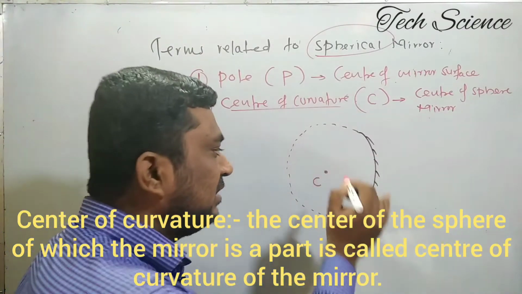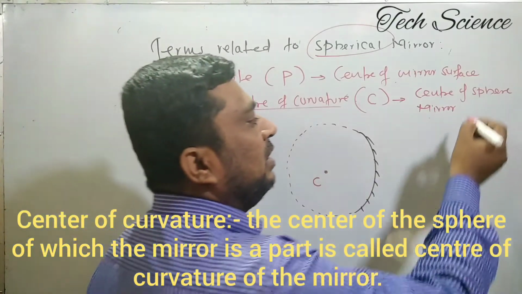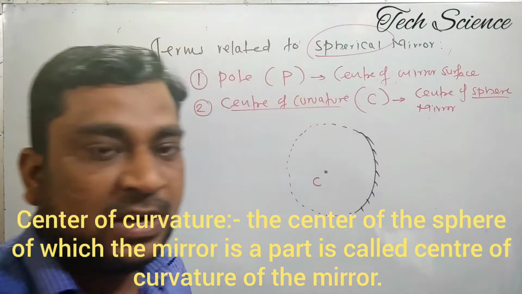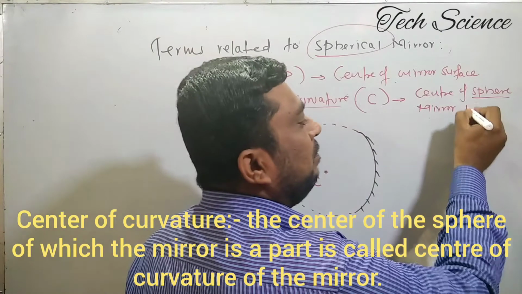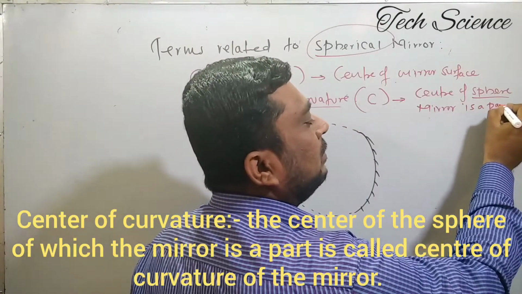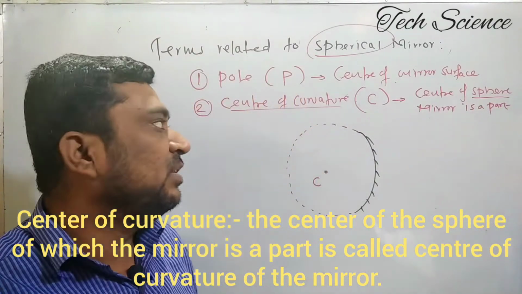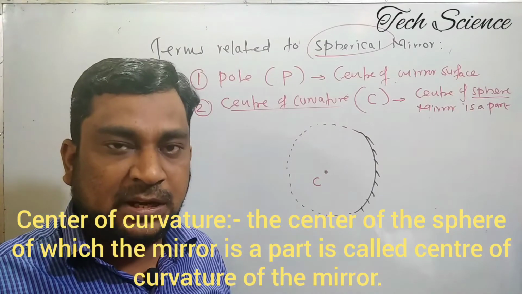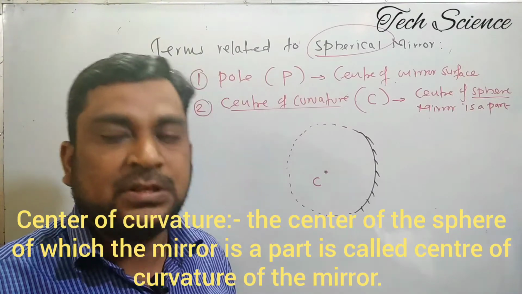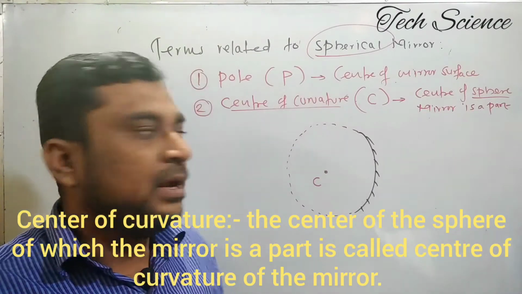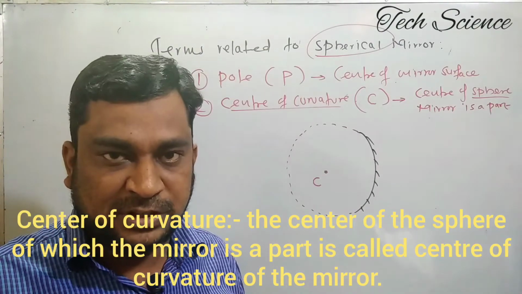Yes, this is the center point, and this center point is the center of the sphere. But what is the mandatory condition? Of which mirror is a part. So this is the center of curvature. So what is the definition? The center of the sphere of which mirror is a part. It is called the center of curvature.